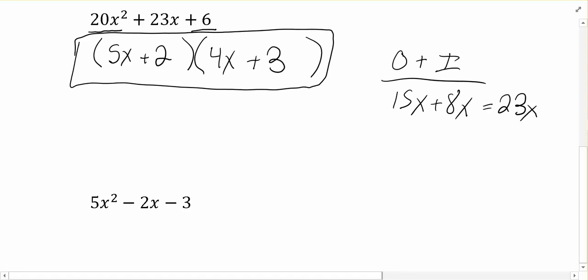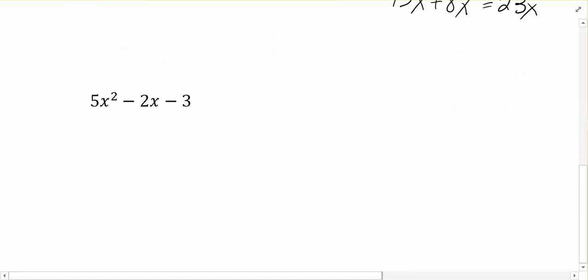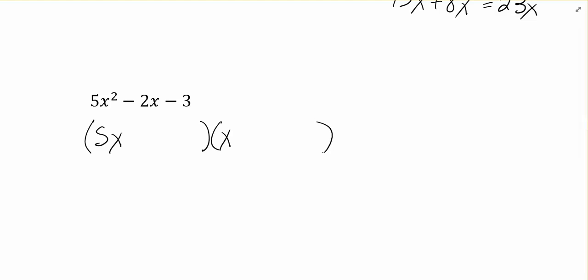So let's go ahead and look at the other one. This one's a little bit harder in some ways, because there are lots of different signs going on here. Now, the first part of my guess is pretty simple. I only have the one option, 5x and x. That guarantees the F portion of FOIL is correct. Now I need to guarantee that the L portion of FOIL is correct. I need to multiply to be -3.